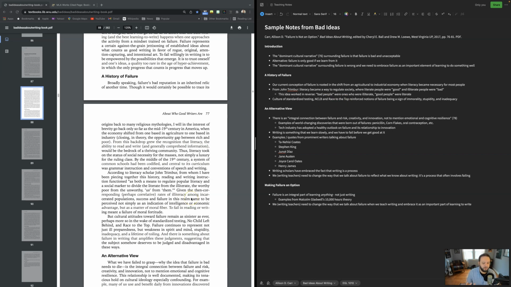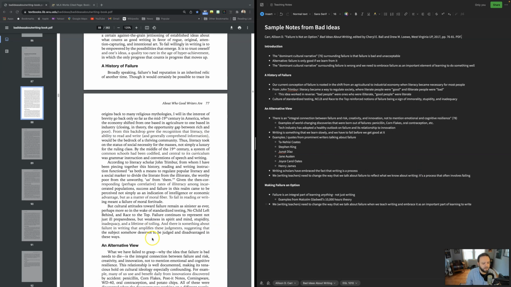And she finishes out this history of failure by saying that our current culture of standardized testing, including No Child Left Behind and Race to the Top, has really reinforced these notions of failure being not just signs of being morally good or morally bad, but failure being a sign of immorality or stupidity or inadequacy, and that this culture of testing has really reinforced a lot of these notions.